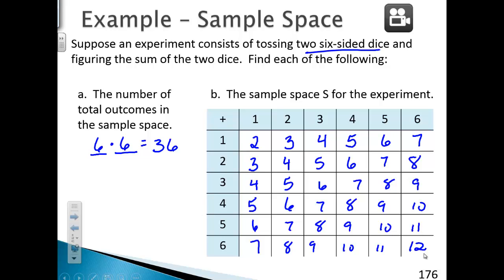And we have now built the sample space for the sum of two 6-sided dice. We will actually come back to this several times throughout Chapter 4 and on the Chapter 4 homework, because we're going to be using this sample space to answer questions. So make sure you can build this sample space on your own.